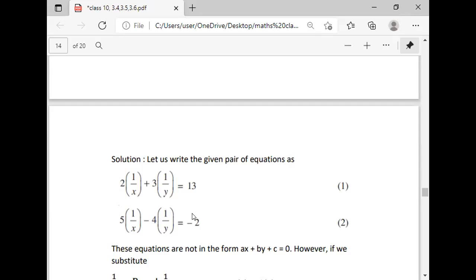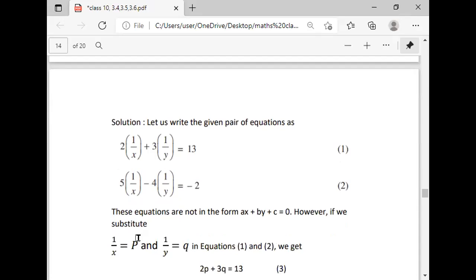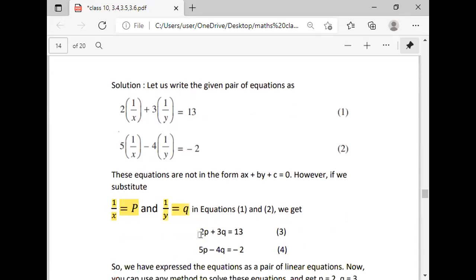We have to substitute. Instead of 1 by x, we introduce a new variable p. Similarly, instead of 1 by y, we introduce q. Then we substitute it in equation 1, and the equations reduce to 2p plus 3q is equal to 13, that is equation 3, and 5p minus 4q is equal to -2, that is equation 4. Clear?